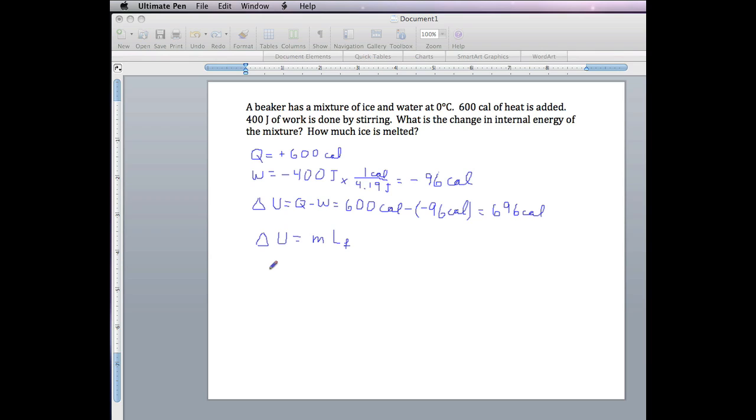Now earlier we said that Q equals MLF, and that was when only heat was added to something. Now we're getting an internal energy change from both heat being added and work being done, so we have to use the change in internal energy as MLF. We're looking for the ice that's melted, so we divide both sides by LF to solve for mass. We get the mass is the change in internal energy divided by LF. The change in internal energy was 696 calories.